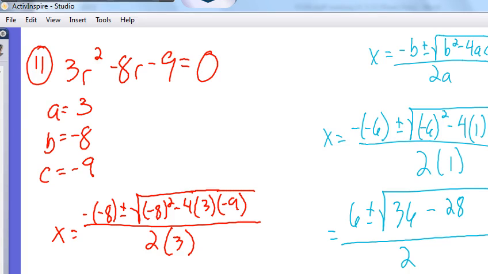Simplify the square root of 172. You can try dividing by 4, and then maybe. 172 divided by 4 is 43, so 4 times 43.